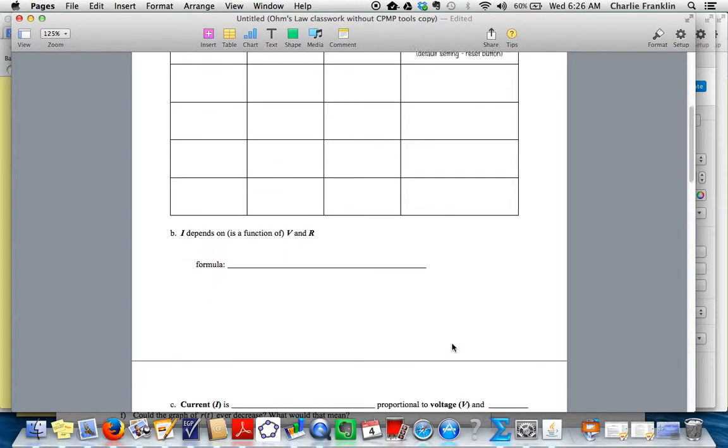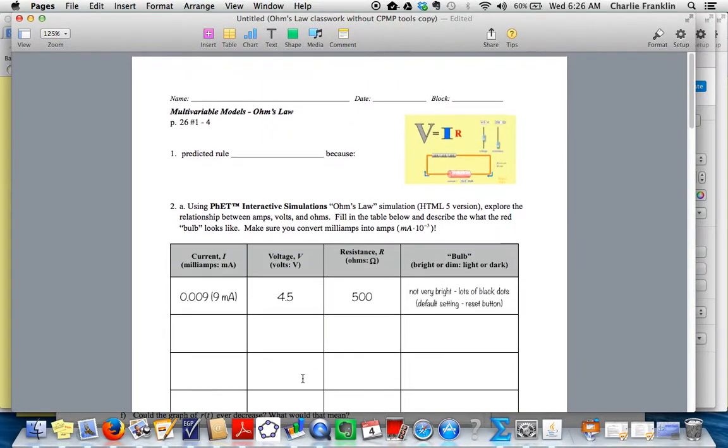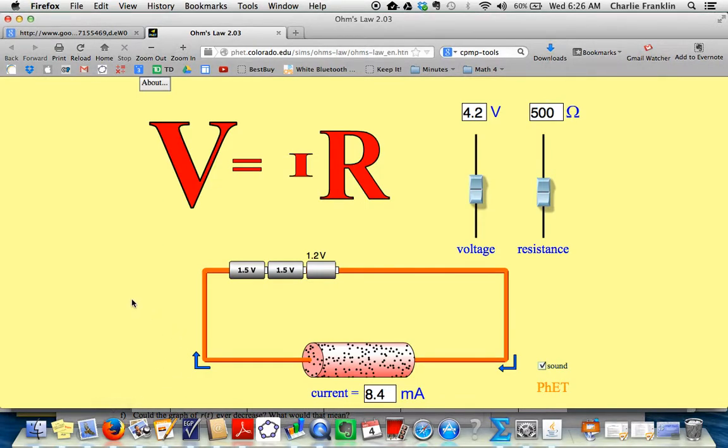Then we're going to explore a little bit about what the formulas actually look like. So good luck. Have fun playing with the iPad app, and we'll see what happens.